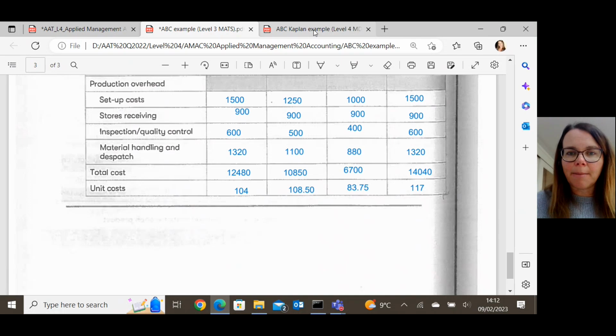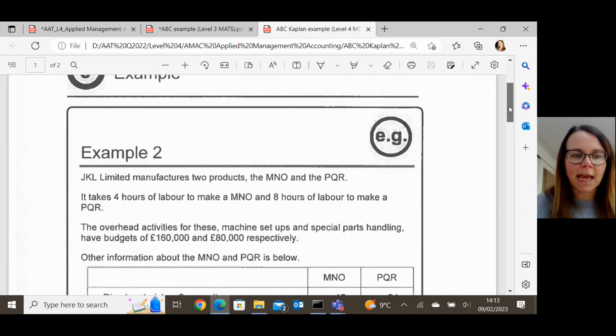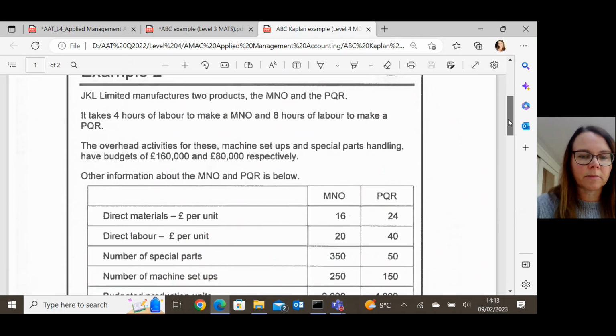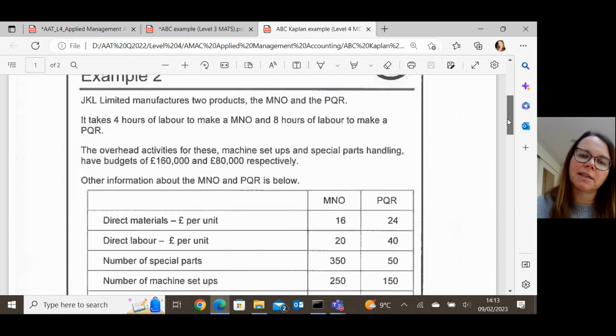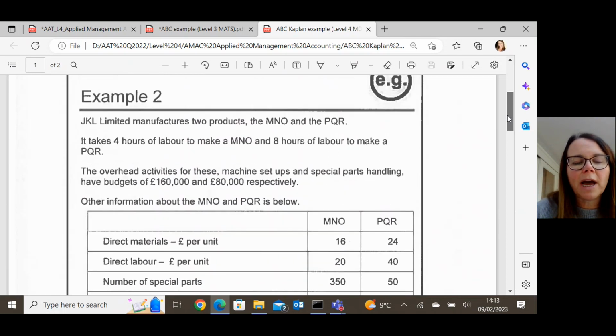Moving on then to the Kaplan example that I gave you, JKL Limited. JKL Limited manufactures two products, the MNO and the PQR. It takes 4 hours of labour to make an MNO and 8 hours of labour to make a PQR.